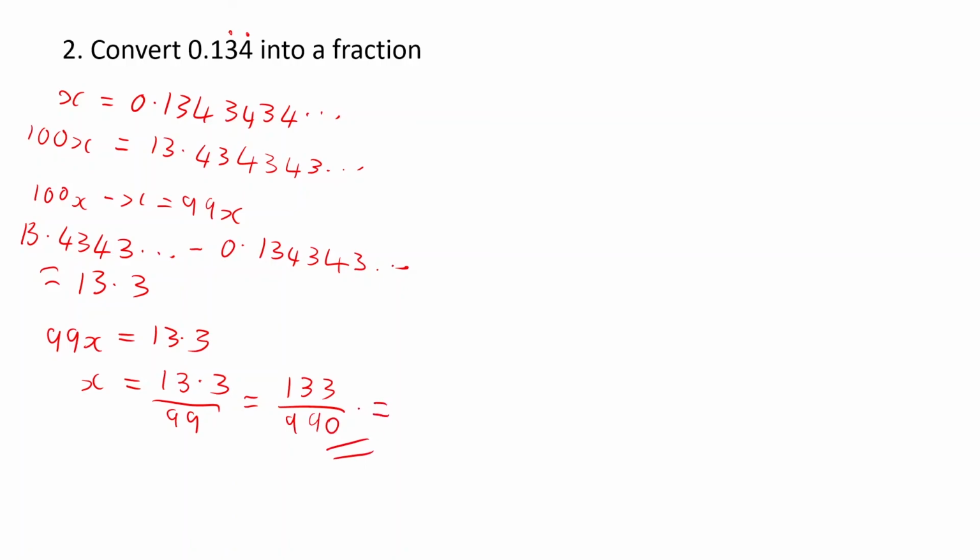Let's check if we're right. 133 over 990 gives us 0.13434 as we expected.